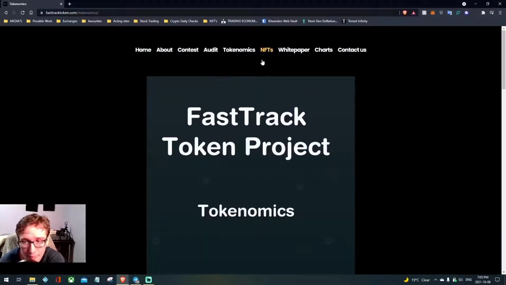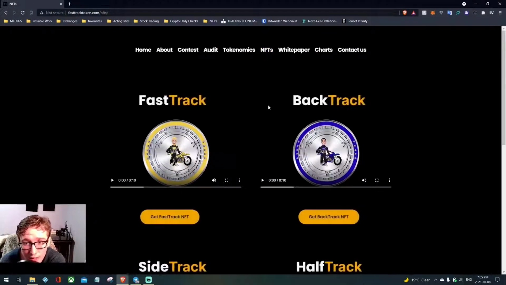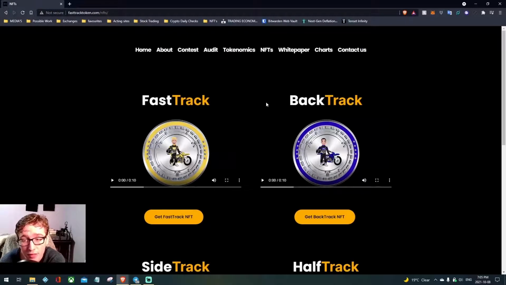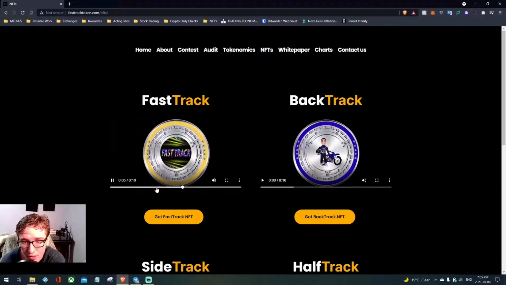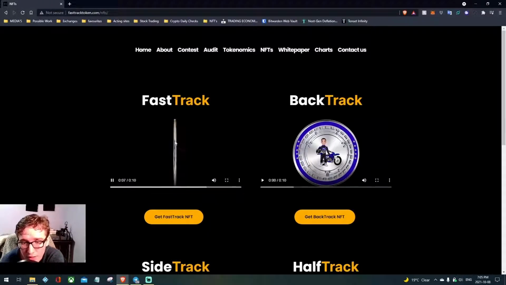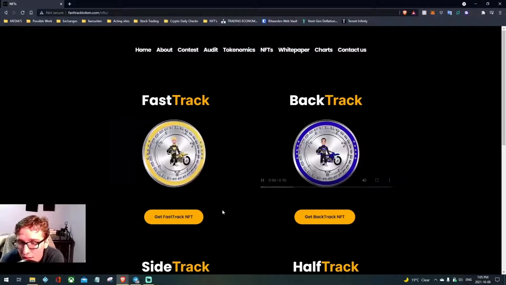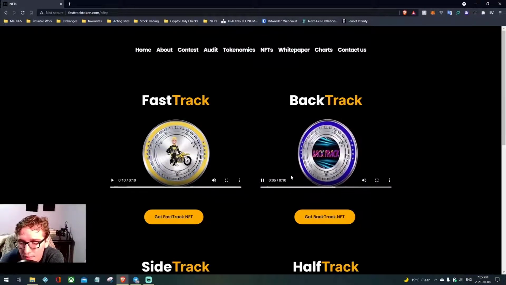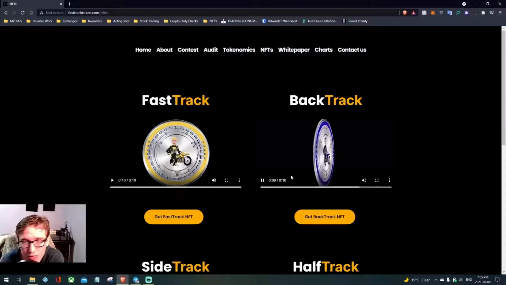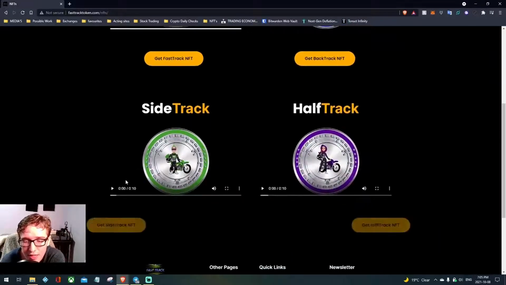Okay, next up. Here are the Fast Track Token project's NFTs. These are gonna be given away to our holders. It's gonna be pretty interesting. They're gonna be in use when the game comes out. It's pretty cool stuff. There's Fast Track one. Let's go check out the Backtrack one. We're just gonna go through these all and just let you guys look at them.